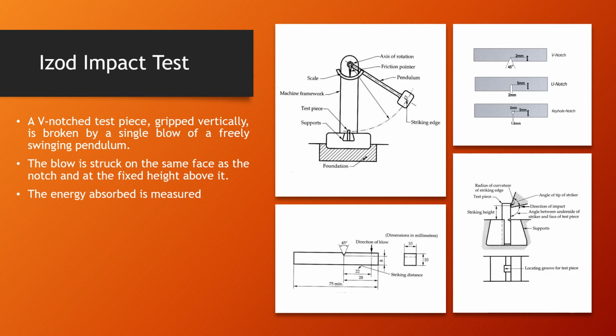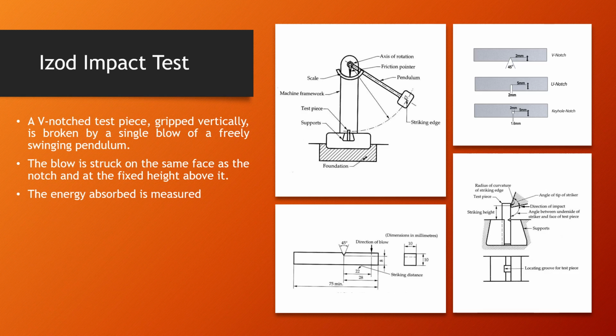Okay, let's talk about the Izod impact test. So for our case on the Izod impact test, we're going to be using a V-notch specimen which is going to be gripped vertically and secured firmly on a holding device. And we're going to be using a pivoting hammer arm to fracture the specimen with a single blow. The blow will be struck on the same face where the V-notch is located.